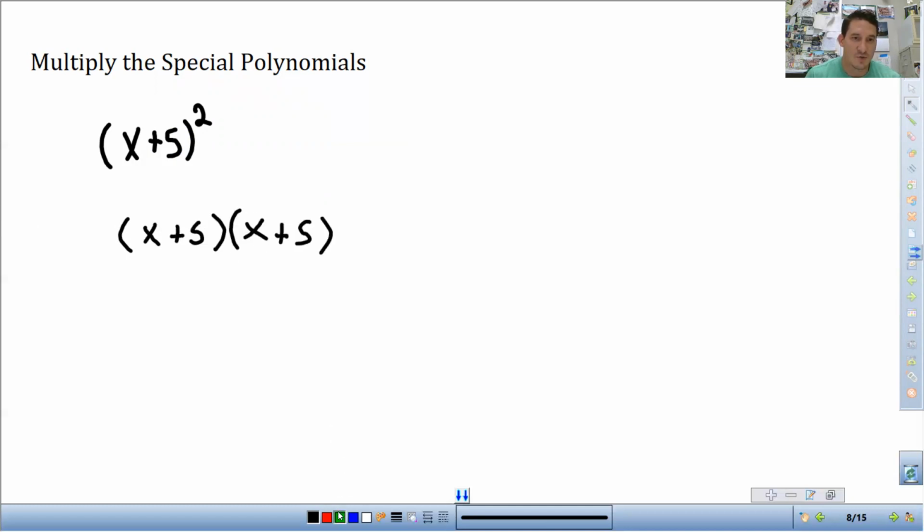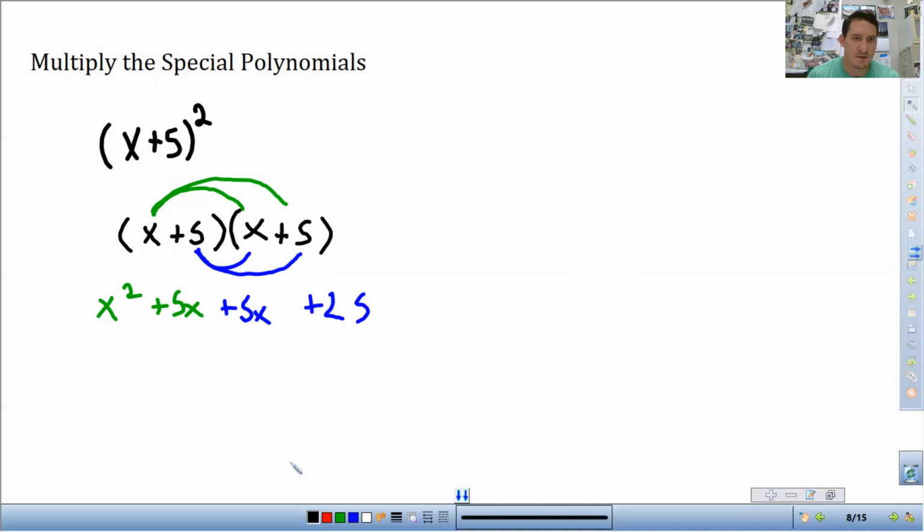So I'm going to distribute. Now I distribute, I do the FOIL, however you want to think of it. I'm going to distribute the x. So x times x is x squared. X times 5 is 5x. Down at the bottom, 5 times x is 5x. 5 times 5 is 25.